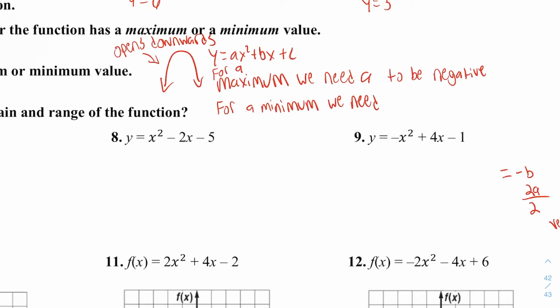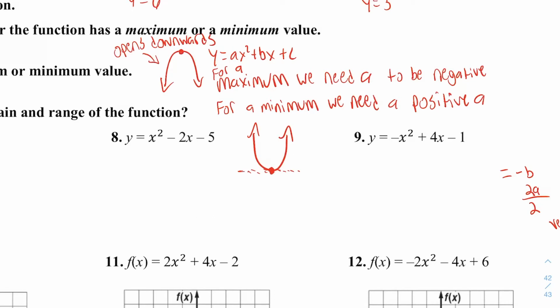For a minimum, we need a positive a. If a is positive, then that means the graph will open upwards. And if it opens upwards, then the lowest point is called a minimum.